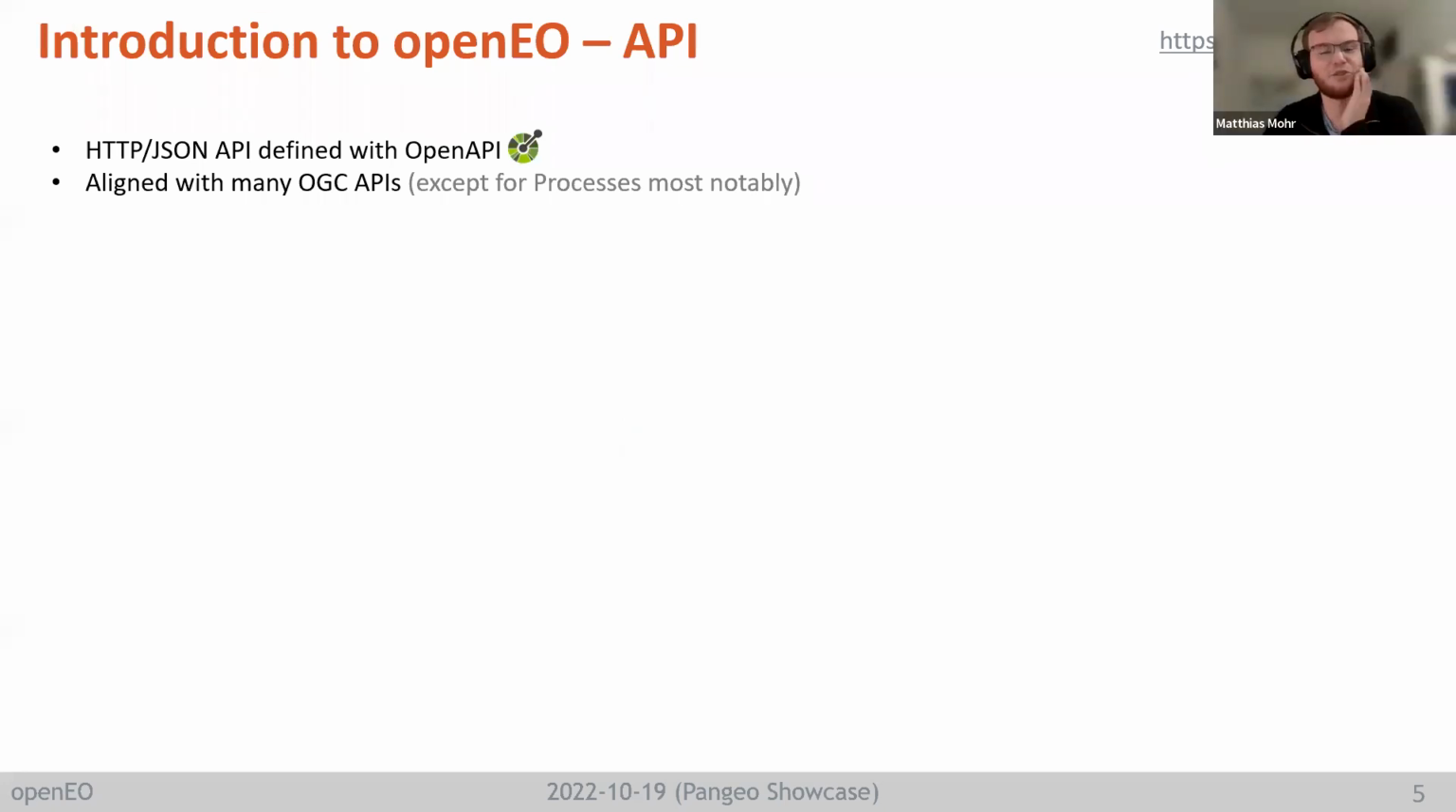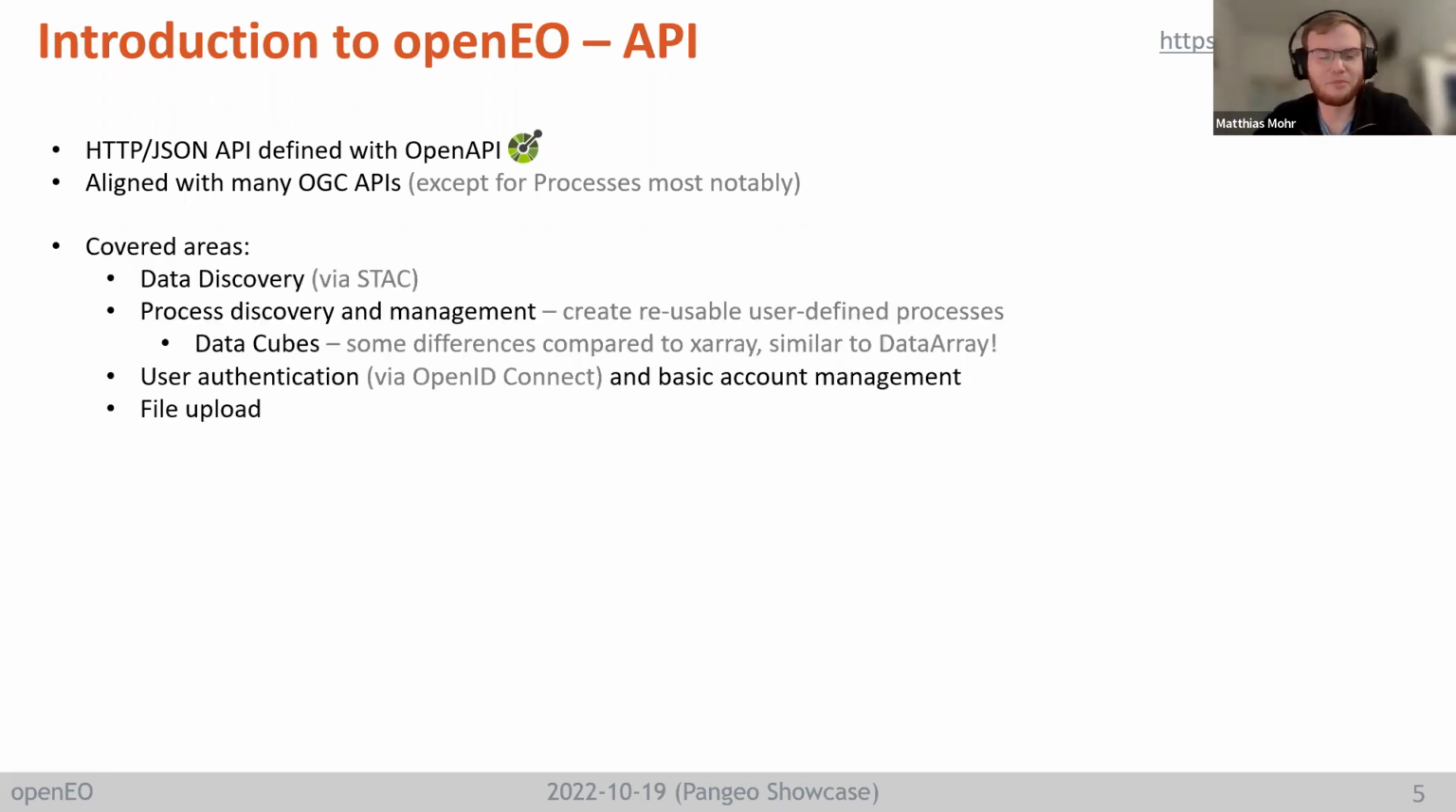Thank you, Alex. So we defined the openEO API. That is an HTTP JSON API, very similar to, for example, what OGC APIs do, except of course that we have a different way of processing. So OGC API Processes is not part of it, but it's aligned with many other OGC APIs, for example the OGC API Commons basic layer, then the Features API, etc., and of course STAC.